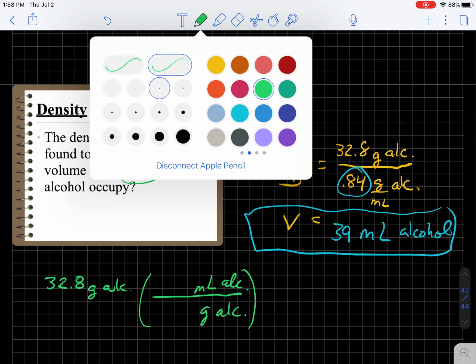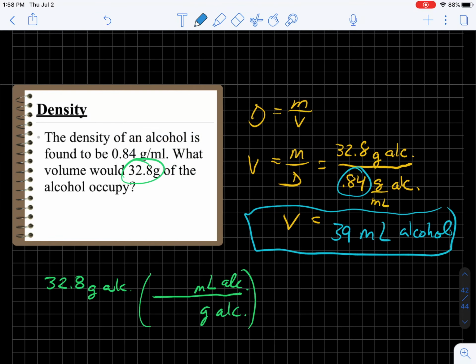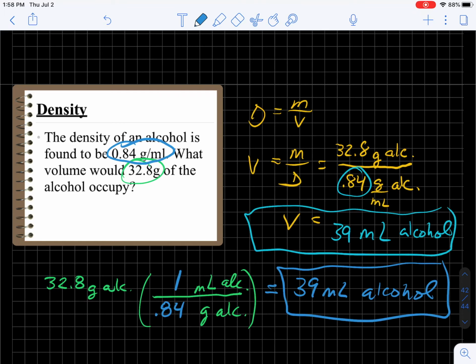Now, the number for that comes from the density ratio. So I'll find density right here, 0.84 grams per milliliter. That means per every 1 milliliter. So if I had 1 milliliter, I would have 0.84 grams. And you still get the same calculation. 32.8 divided by 0.84 comes up to be 39 milliliters of alcohol. Either technique is acceptable.